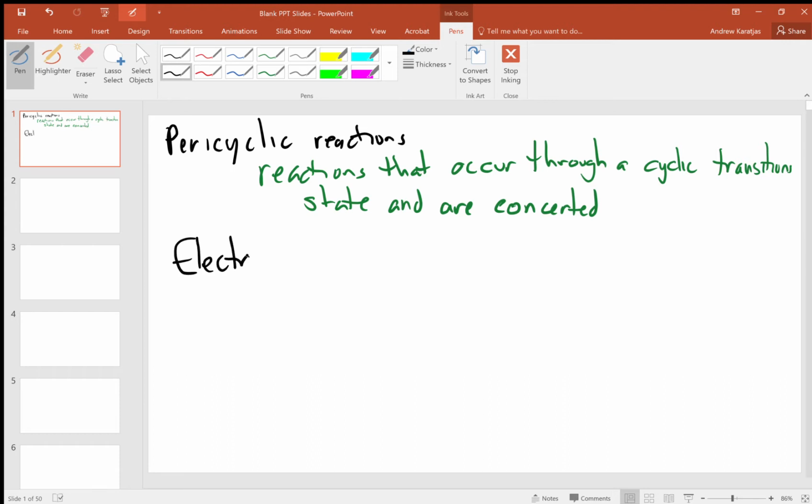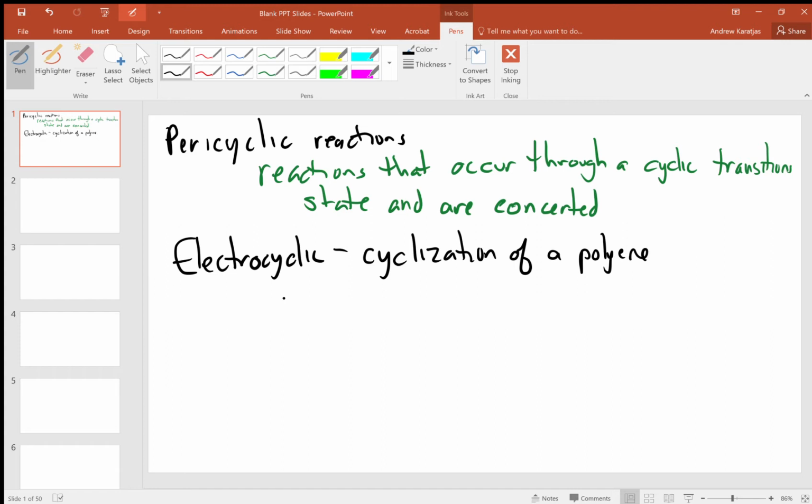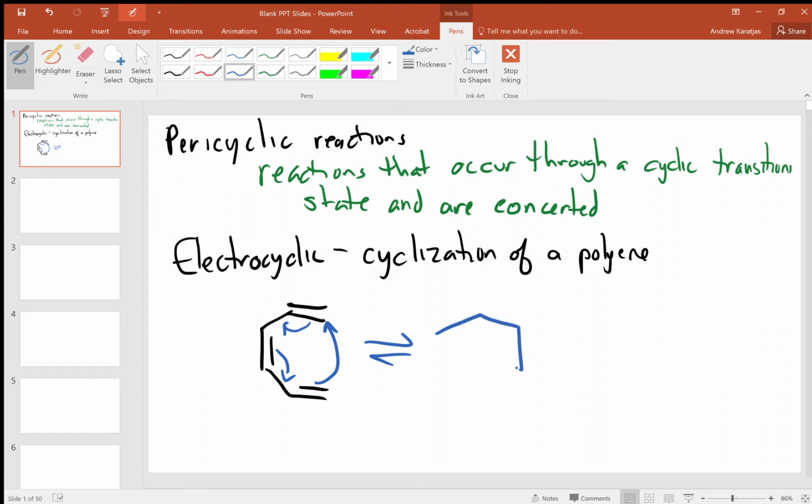There are electrocyclic reactions. This typically involves something like cyclization of a polyene and might look something like this. So you can see here we have a triene, a conjugated triene, and our pi electrons shift around in order to form a ring.